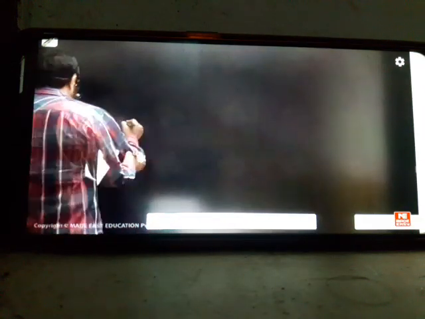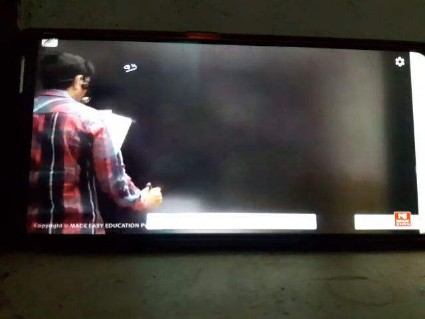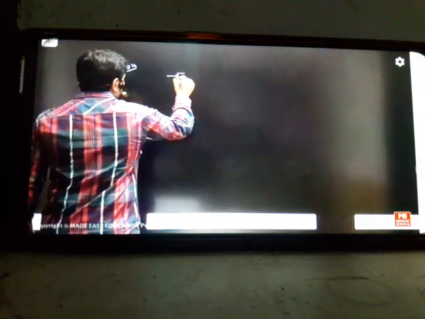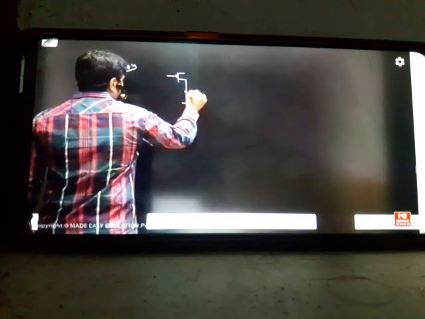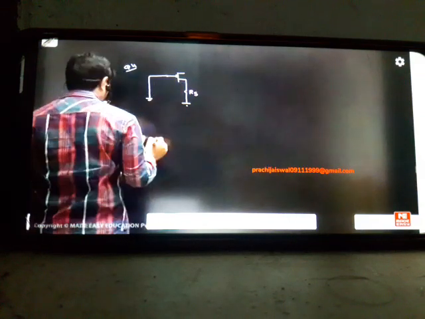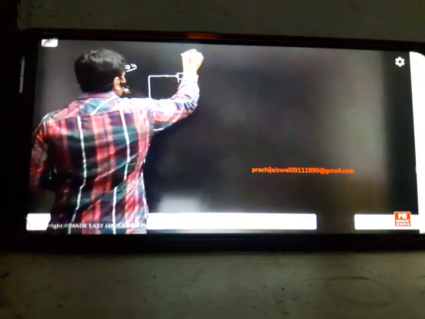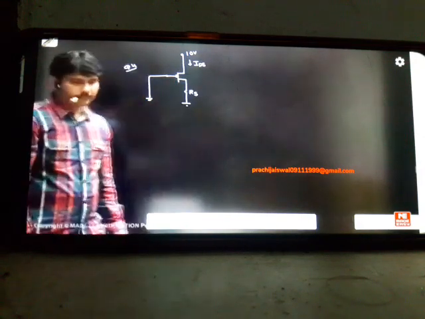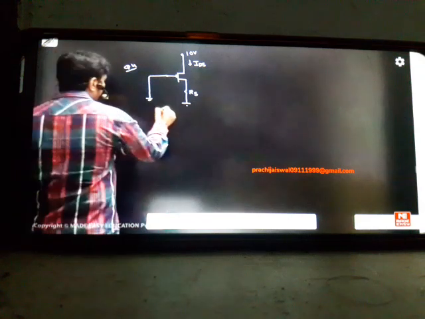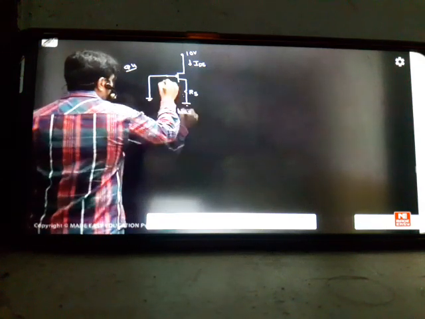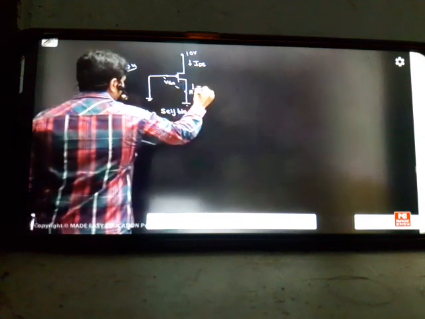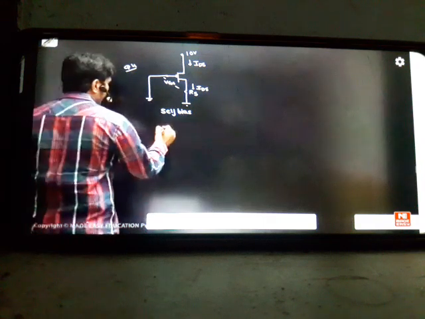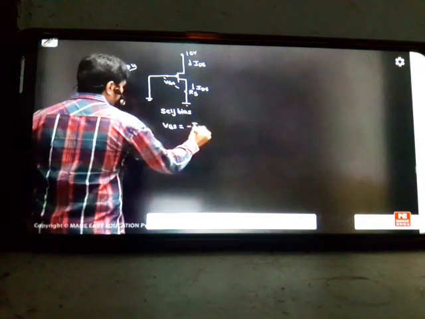Question number 4. He has given a self-bias circuit again. We have RS. This is ground. And we have a battery of 10 volts. This is your IDS, given in the problem. So by seeing this we can tell this is a self-bias circuit. This is VGS, this is IDS. So the formula is VGS equals minus IDS into RS.